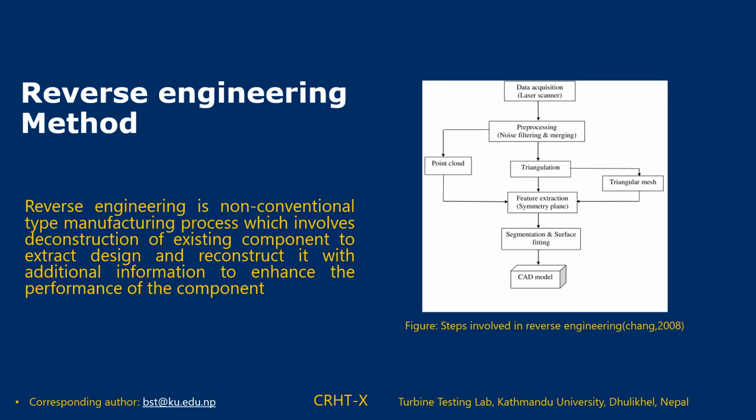And we can see on the figure on the right side where the steps involved in the reverse engineering method are explained. Firstly, it is a data acquisition process, that is by 3D scanning, and there is pre-processing, triangulation, feature extraction, segmentation, and surface fitting, and ultimately the CAD model. And further, the obtained CAD model goes through validation on different CFD softwares. Then ultimately, after all those validation and safety checks, it is finally moved into the manufacturing process.